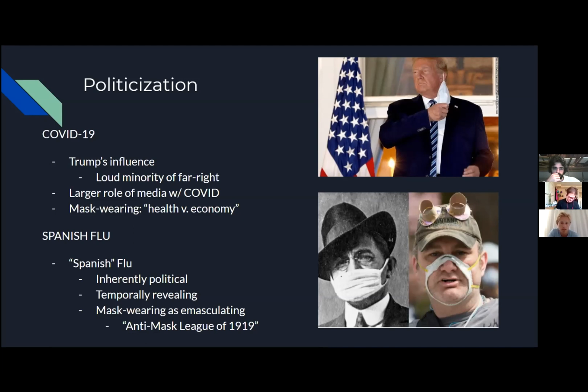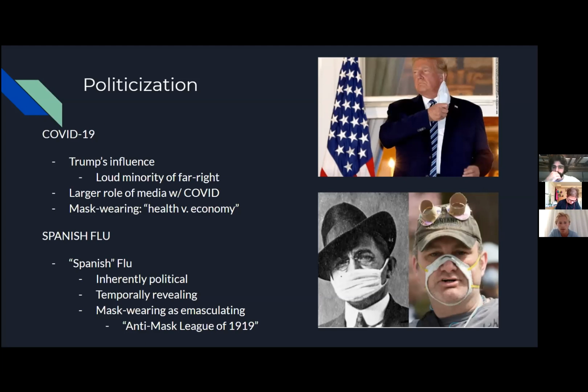With COVID-19, we've seen that very prominently from Trump, with his influence, refusing to wear a mask, tweeting pretty frequently on unsubstantiated claims regarding COVID. We've also seen the emergence of a loud minority on the right. Media played a role with the Spanish flu, but of course it's playing a larger role with COVID-19, just in terms of its scope and its reach.